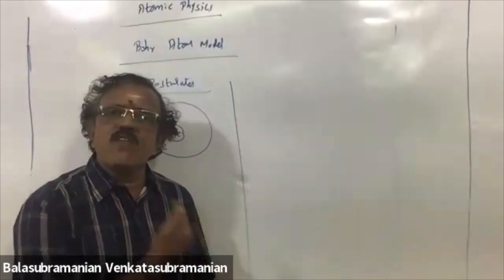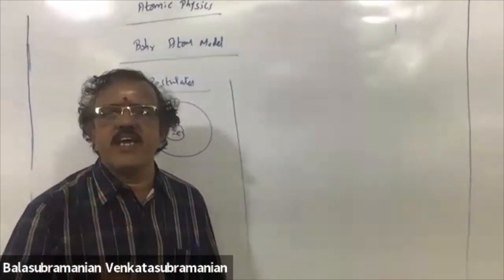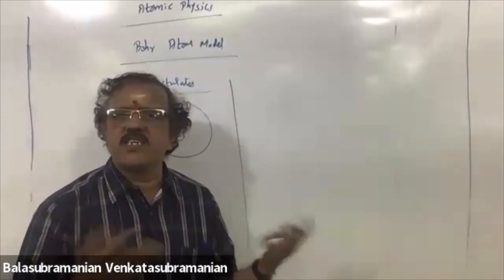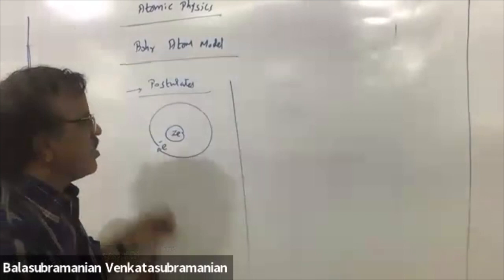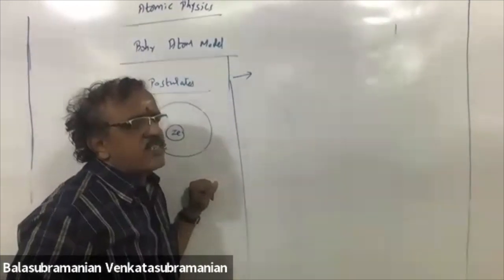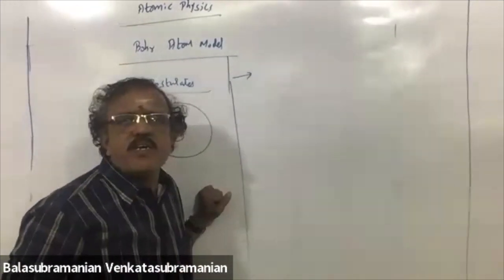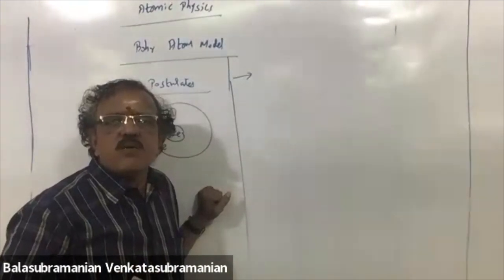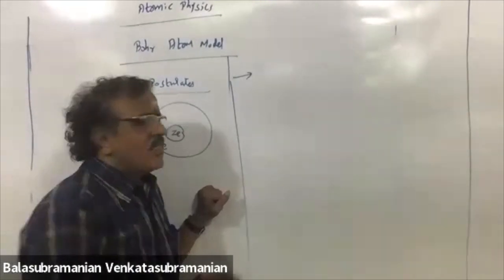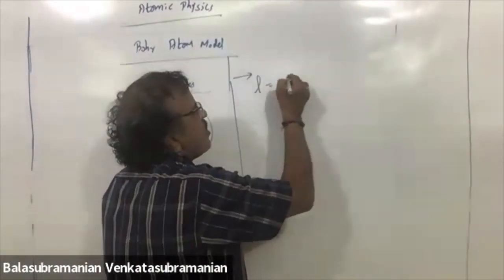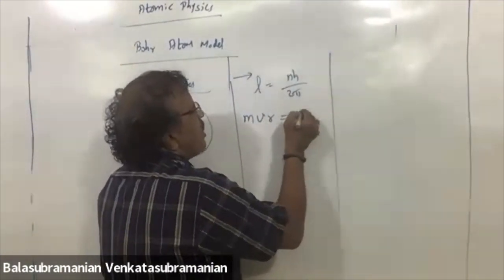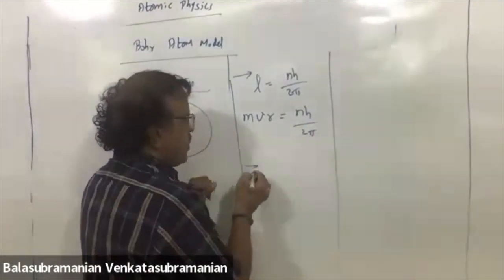Second, frequency of revolution is equal to frequency of radiation. It is not radiating anything, so frequency of radiation is also not applicable. So Bohr assumed electrons revolving around the nucleus in a certain specified orbit without radiating energy, called non-radiating orbits. The angular momentum L is equal to nh by 2 pi. mvr is called angular momentum, that is nh by 2 pi. This is the first postulate.